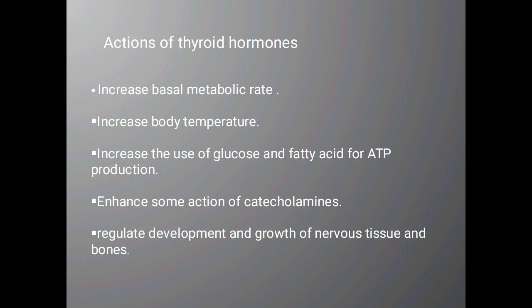Now the action of thyroid hormones: they increase the metabolic rate, the rate of oxygen consumption under standard or basal conditions, by stimulating the use of cellular oxygen to produce ATP. When the basal metabolic rate increases, cellular metabolism of carbohydrates, lipids and proteins increases. They also increase body temperature, and increase the use of glucose and fatty acids for ATP production.